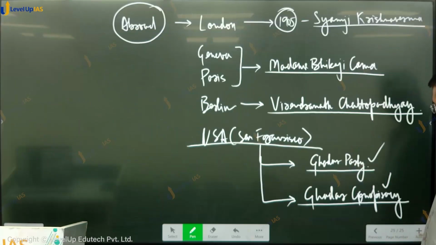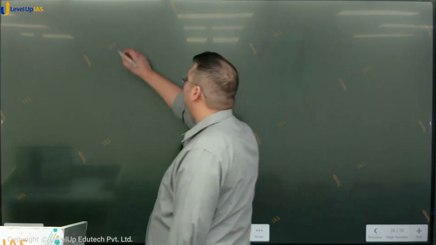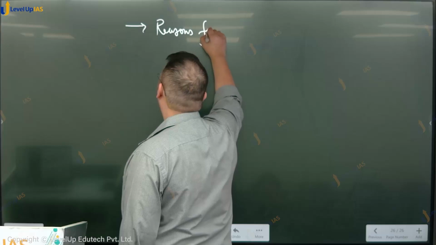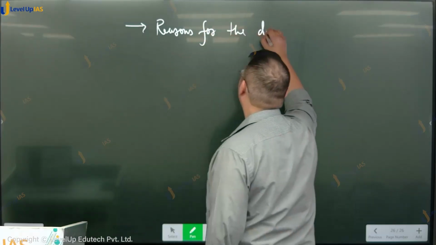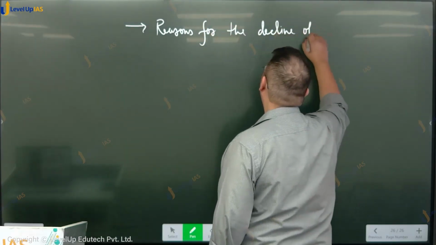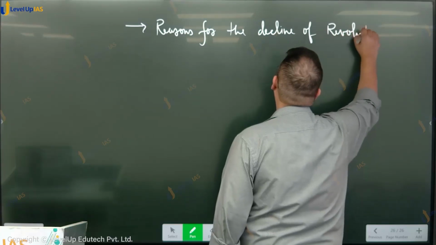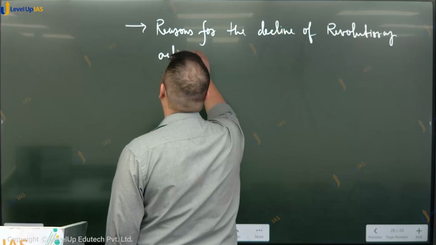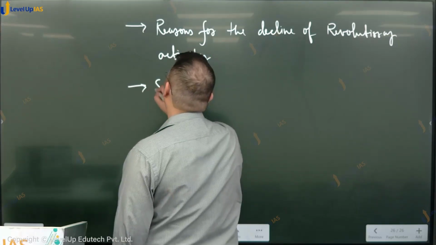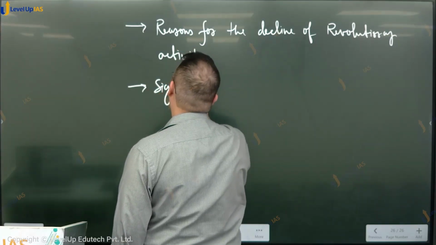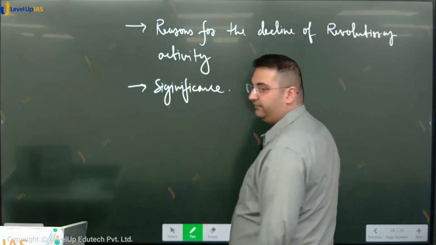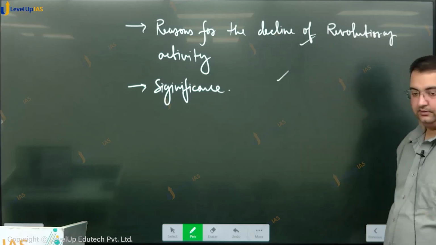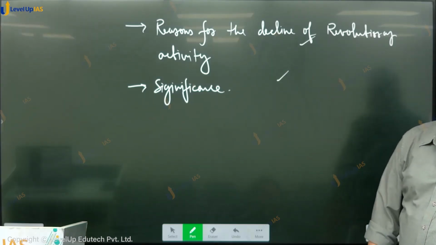And following this, we are going to talk about the reasons for the decline of revolutionary activity and the significance of the revolutionaries. ये दोनों कल डिस्कस करते हैं. वो जो फैक्चुअल डिटेल्स हैं अभी मैं आपको भेज दूंगा.